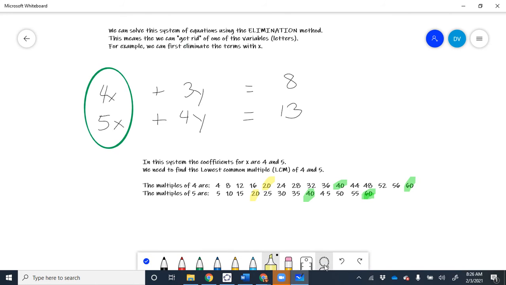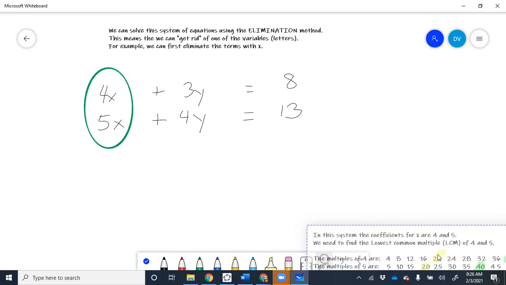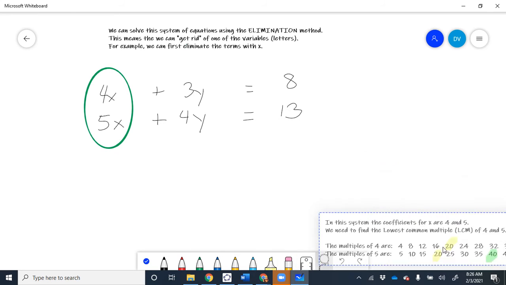If I could get my buttons right here. Let's just move this off to the side. All right.